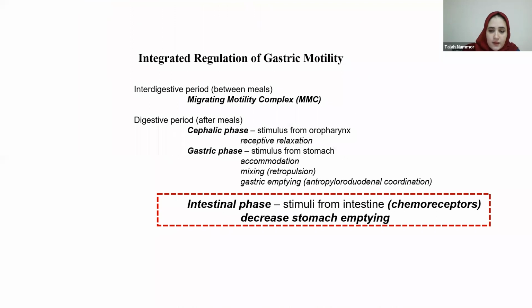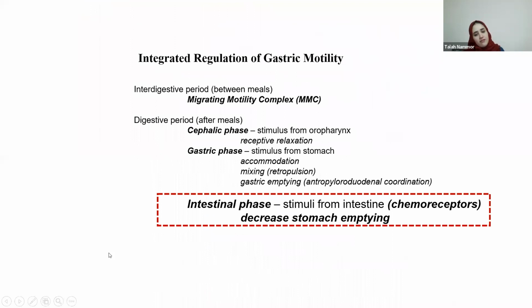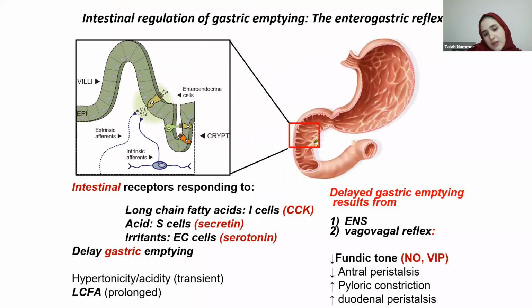So next, guys, the last idea is that the intestinal phase will decrease stomach emptying. It's just like how it decreases gastric secretion. It does the same here. It will decrease gastric motility. Remember the CCK and the secretin that were released: CCK is because of the fatty acids acting on the I cells, and the acid from the food is going to act on S cells, and they're going to release secretin.